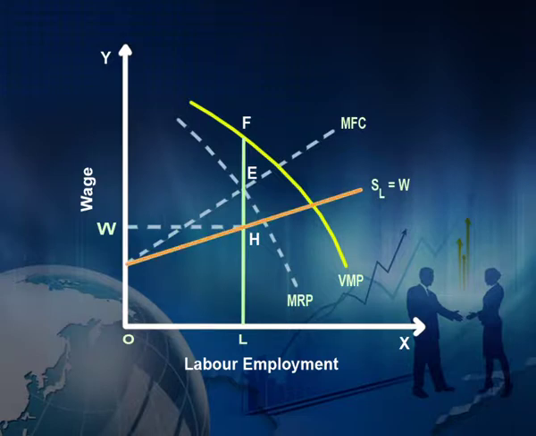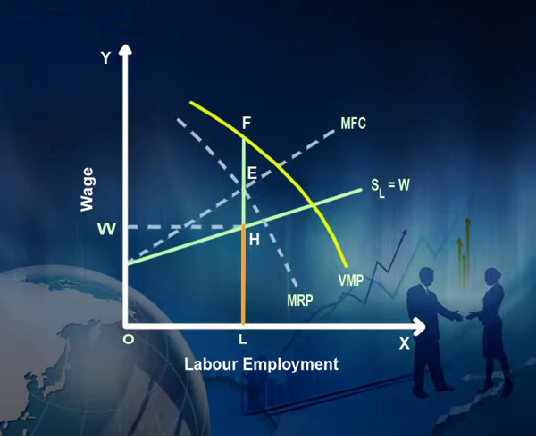The supply curve of labor SL or wage curve W slopes upwards and the marginal factor cost MFC of labor will lie above the SL curve. At the equilibrium point in monopoly, the MRP will be equal to MFC of labor. In this figure, a monopolist achieves equilibrium at point E where wage rate LH or OW is fixed and OL number of labor is employed.